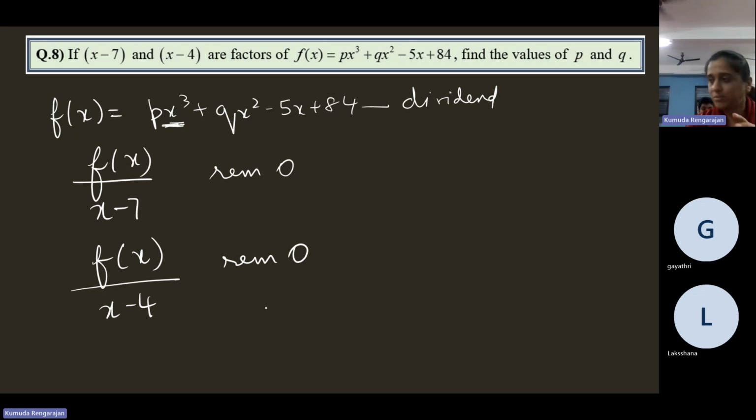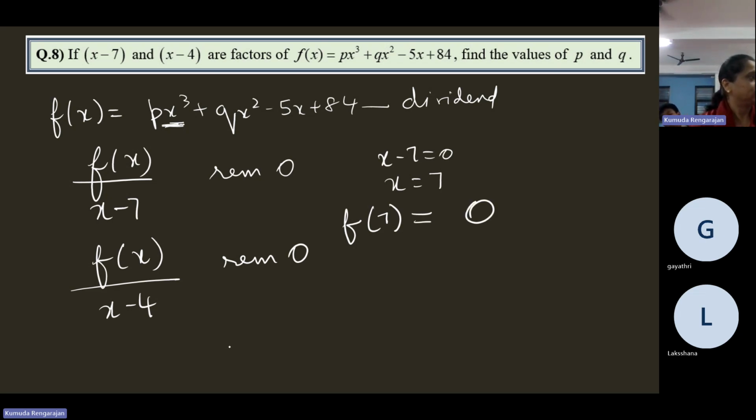So how do you express this as an equation? Now equate each divisor to 0. x minus 7 is equal to 0. So what's the value of x? x is 7. Now we know that when f of x is divided by x minus 7, the remainder is 0, correct? How do you write this information as an equation? The value of the polynomial f of x at x equal to 7 is the remainder, which is 0. f of 7 is equal to 0.